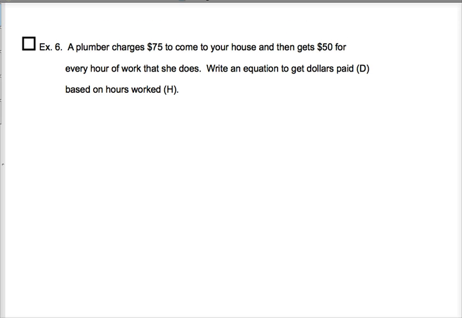Example 6. A plumber charges $75 to come to your house and then gets $50 for every hour of work that she does. Write an equation to get dollars paid based on hours worked. Well, if you could put yourself in the shoes of this plumber, I would hope that you could say, you know what, I'm going to get $75 for showing up. That's what I start with. If I was going to graph that, that's actually the y-intercept. You're getting $75 just to be there, whether you fix something or not. Then you get $50 for every hour.